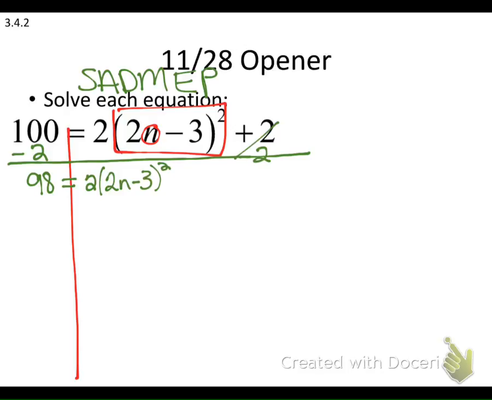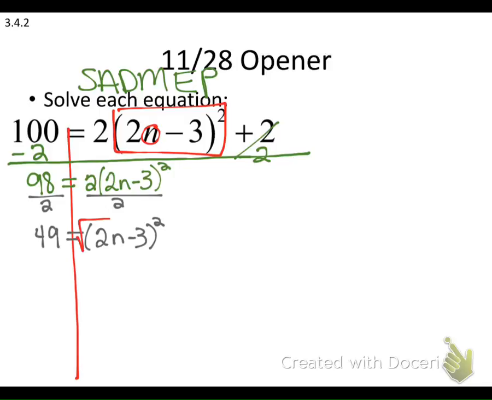Is my square by itself? No. Now what do I get rid of? The 2 divided by 2. The 2 on the outside of the parentheses divided by 2. Good. So what's 98 divided by 2? What is it? 49. That's what you said. And then I bring down (2n minus 3) squared. Now is my square by itself? Yes.